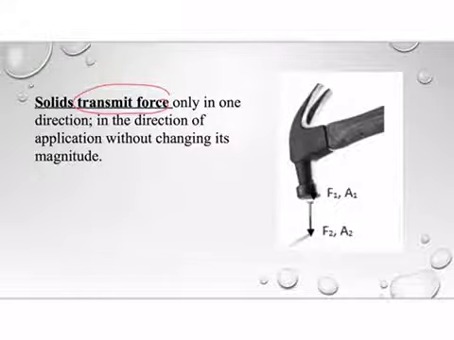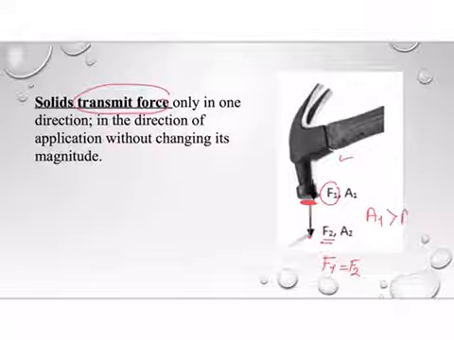Now here I see a nail and a hammer. I apply a force F1. This force is transmitted by the nail to the edge of the nail. So the force F2 is equal to the applied force F1. Now, you know that the head of the nail is greater than the edge of the nail. I mean, A1 is bigger than A2.